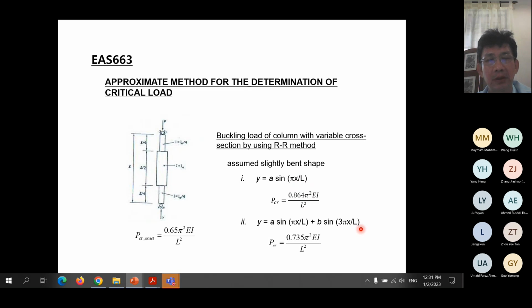Next, we add one more term to this problem by trying to improve the accuracy of the P critical that we can get. We add one more term here, which is plus B sine 3 pi x over L. Then we obtain P critical to be 0.735 pi square EI over L squared. Now the exact one, I think this one can be solved using the exact procedure, is 0.65 pi square EI over L squared. If you compare these, first this approximate one is higher than the exact one. And when you add one more term, this one compared to the exact one becomes smaller.